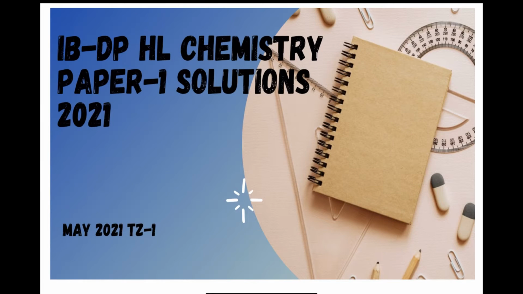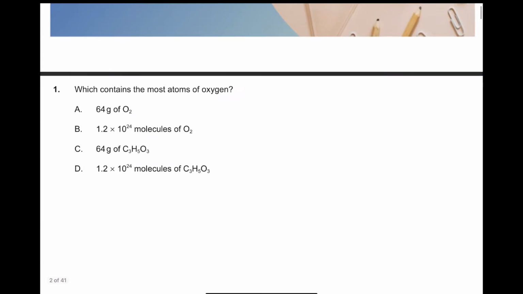In this video, we'll be discussing the solutions of paper 1 of IBDP Actual Chemistry. Specifically, we would be discussing the paper of May 2021 attempt and it's of time zone 1. So let's start with the first question.